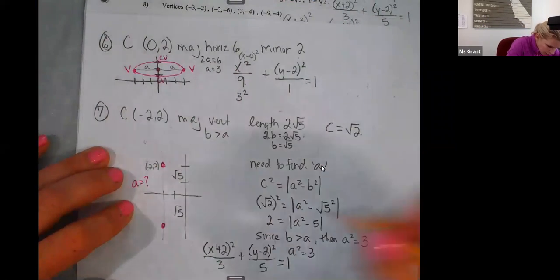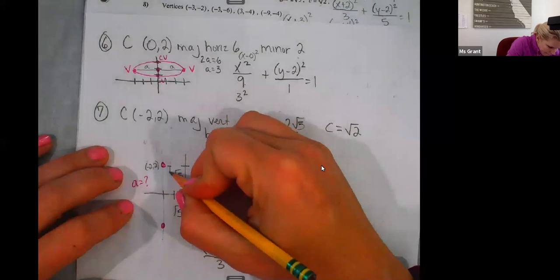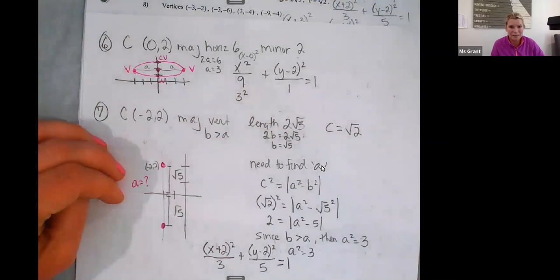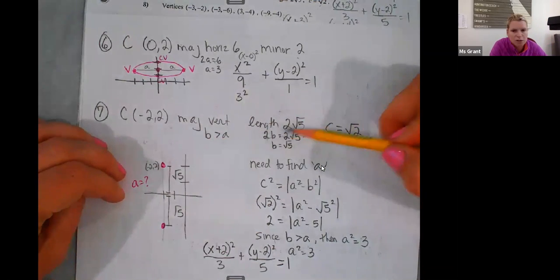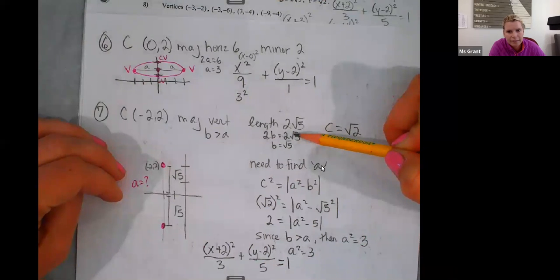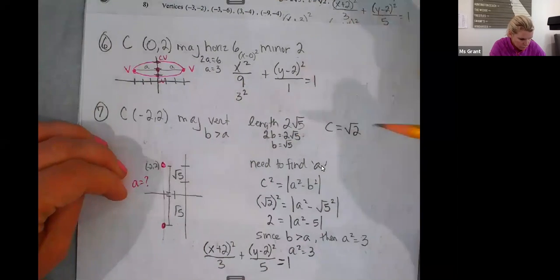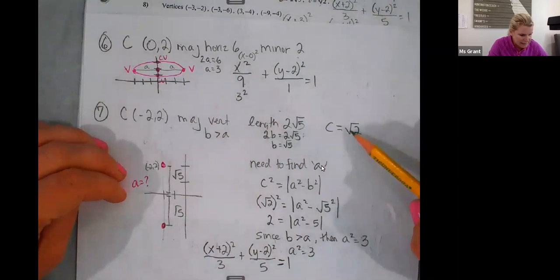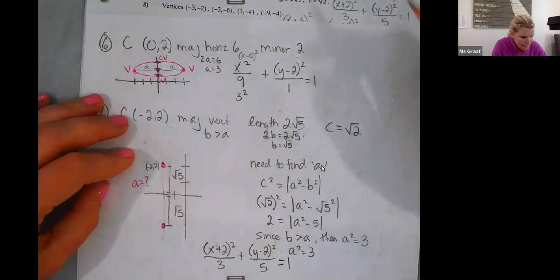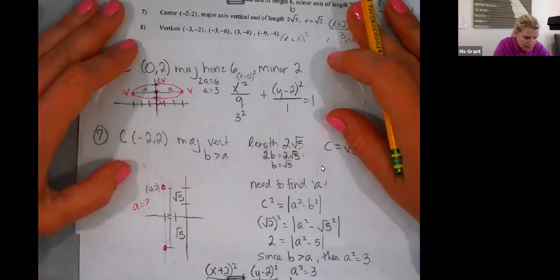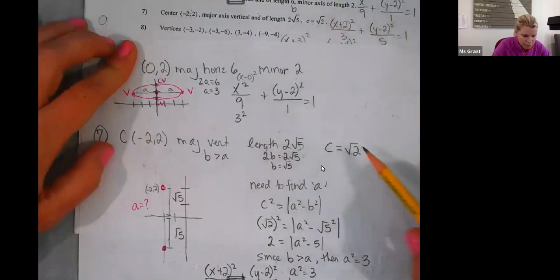Rad 5 up and rad 5 down. That's what makes 2 rad 5, right? So I said 2 times B equals 2 rad 5, because double B is 2 rad 5. That means that it's just from my center, rad 5 up and rad 5 down. So I know my B and I know my C. C equals rad 2. It's in the problem, right? C equals radical 2.